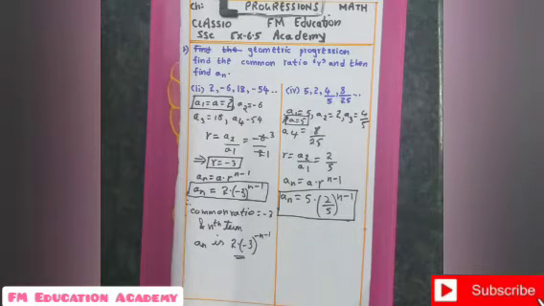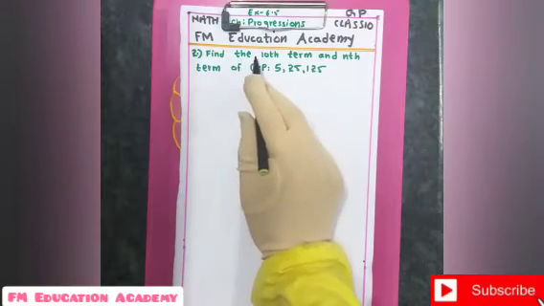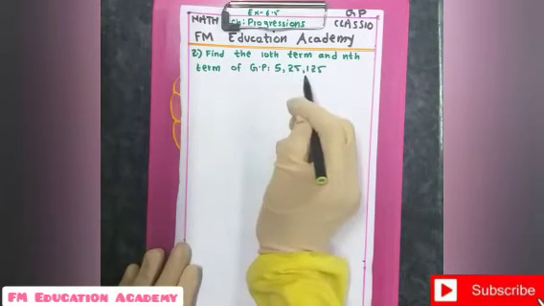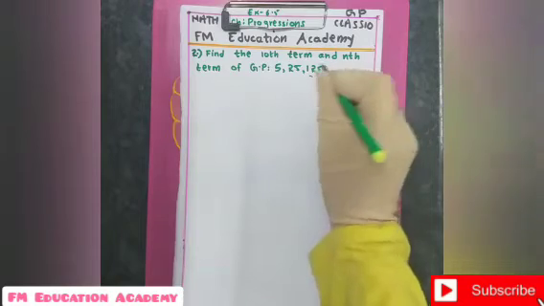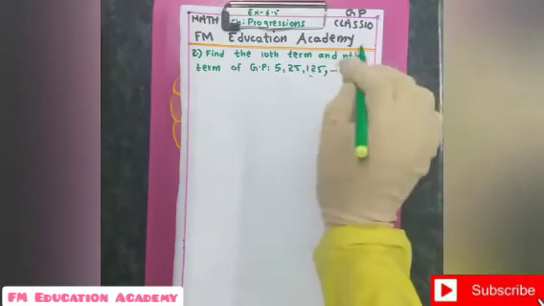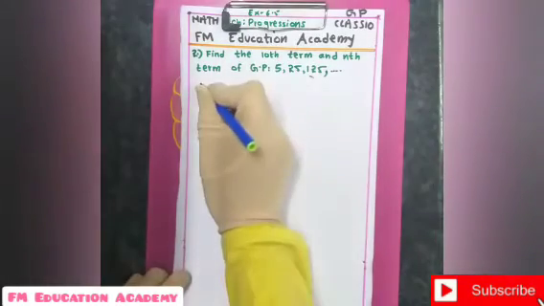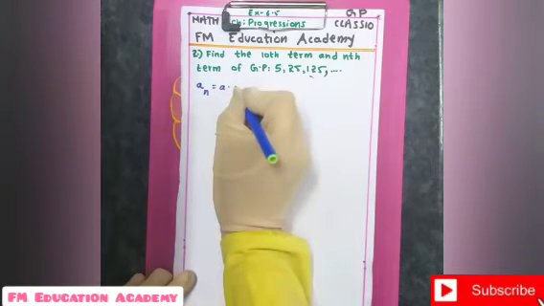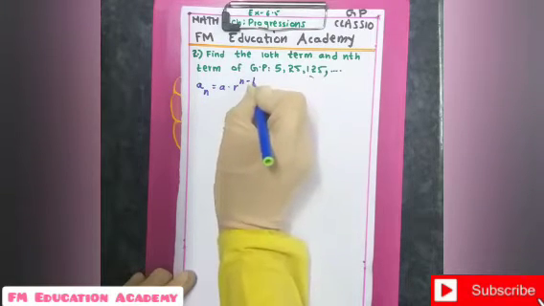Let us move to the second question. Find the 10th term and nth term of the GP 5, 25, 125 and so on. There is an infinite series of GP given to us, and we are asked to find out the 10th term and the nth term. We can find out the 10th term by the formula An is equal to A into R power n minus 1.